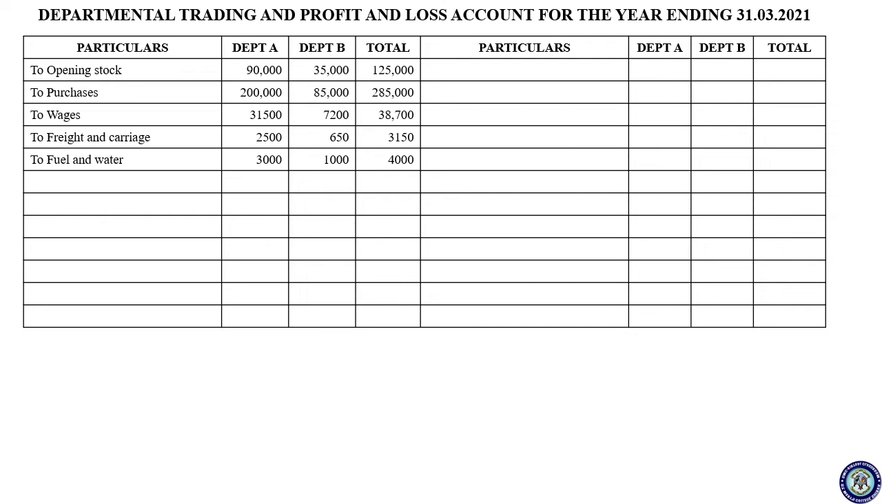After fuel and water, there's sales, which is an income, so sales go on the credit side. Then the closing stock. So these are the direct expenses as well as the main revenue and unsold units. Now you find the total of department A, department B and the total column. Then you find whether they have incurred loss or profit.